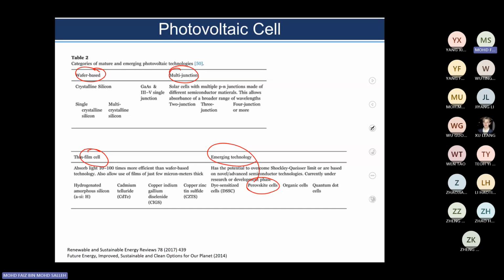In this class, we will look at the PN junction and the DSSC, dye-sensitized solar cell.